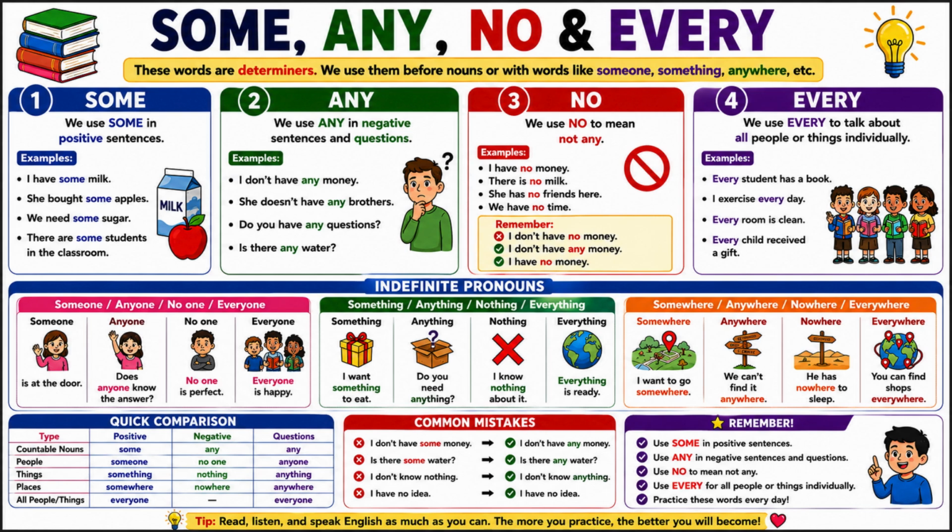4. Every. We use every to talk about all people or things individually. Examples. Every student has a book. I exercise every day. Every room is clean. Every child received a gift.